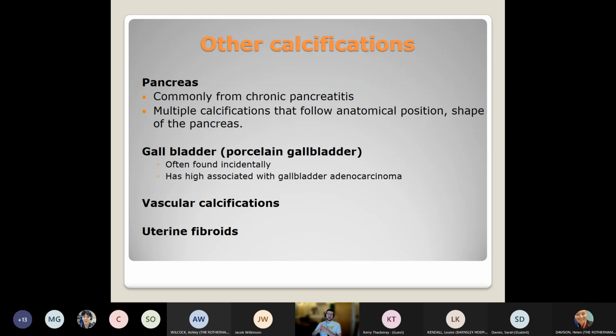You'll get calcifications within the pelvis. Sometimes there might be little vascular stones called phleboliths. Sometimes there might be calcified fibroids, and sometimes they can be quite large.